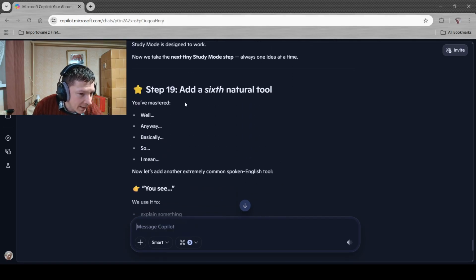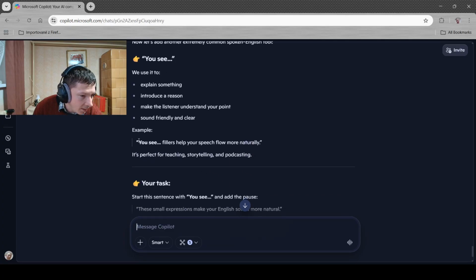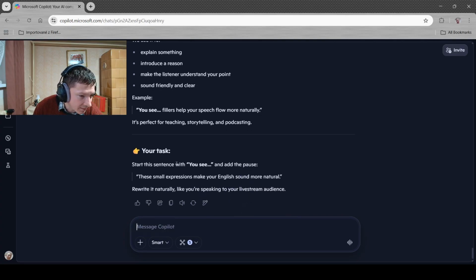Step 19. Add a sixth natural tool. You've mastered well, anyway, basically, so, I mean. Now let's add another extremely common spoken English tool, you see. We use it to explain something, introduce a reason, make the listener understand your point, and sound friendly and clear. Example, you see, fillers help your speech flow more naturally. It's perfect for teaching, storytelling, and podcasting. Your task. Start this sentence with you see and add a pause.